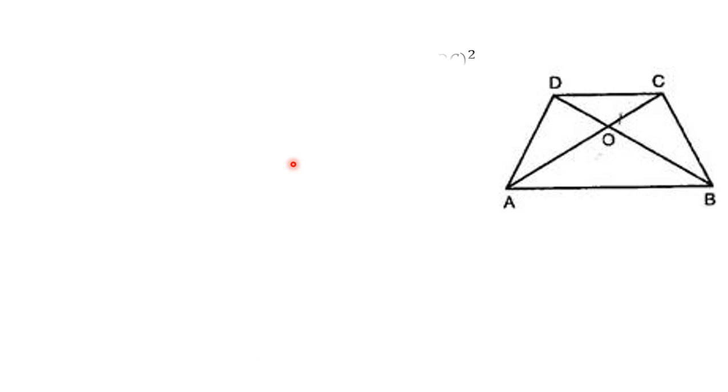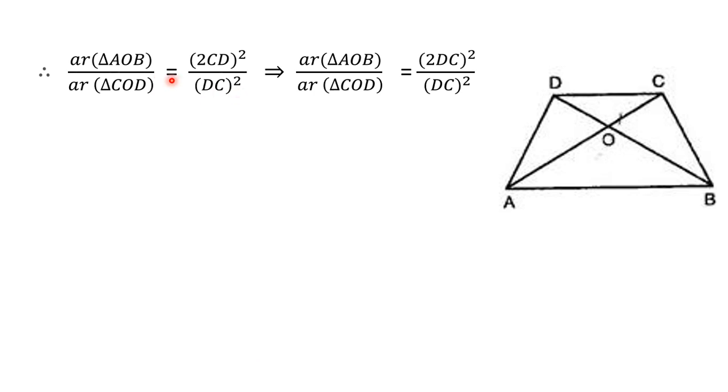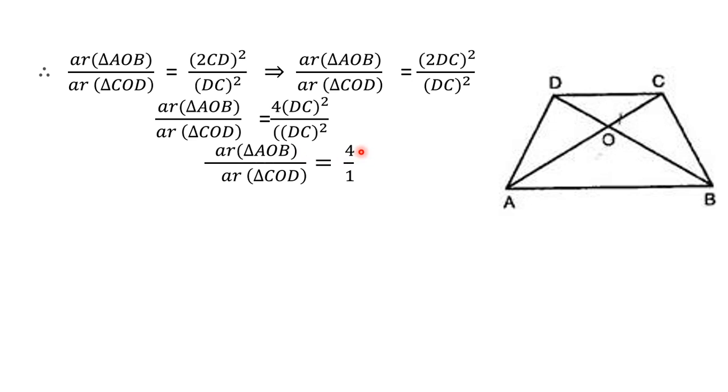So let's write the value for this. Area of triangle AOB upon area of triangle COD is equal to twice of CD whole square upon DC square. CD we can write DC also. So numerator and denominator here have the same terms. Now 2 square will become 4. So we get 4 DC square upon DC square. So DC square upon DC square will cancel out and we get 4 upon 1.